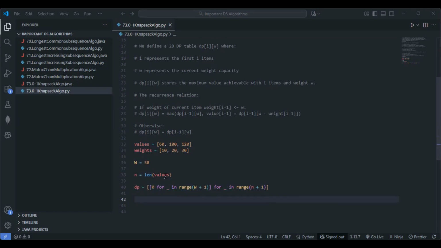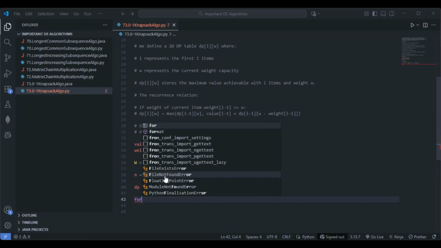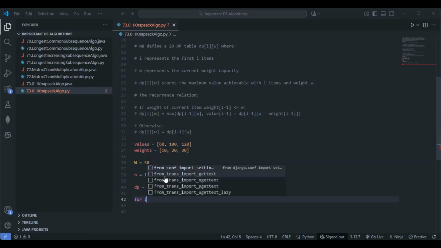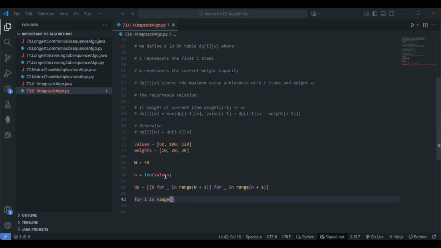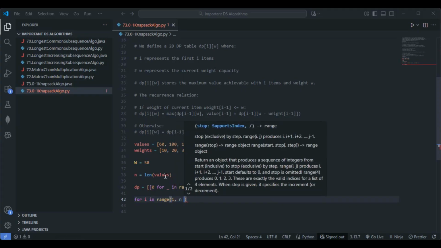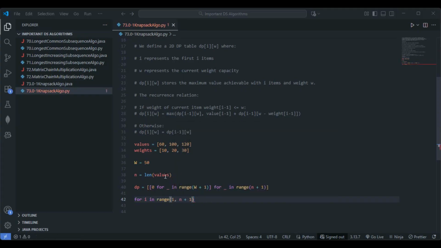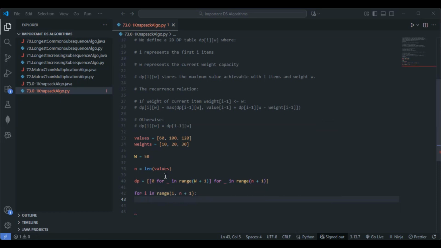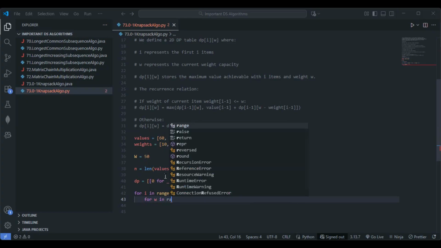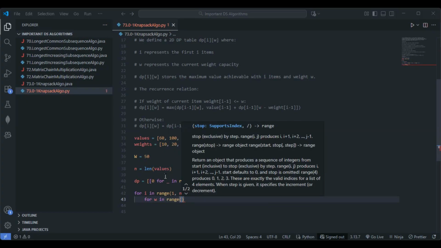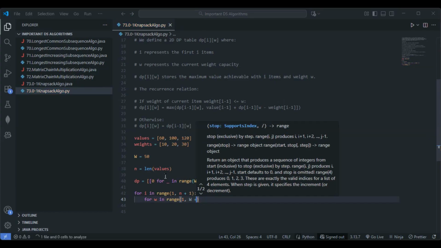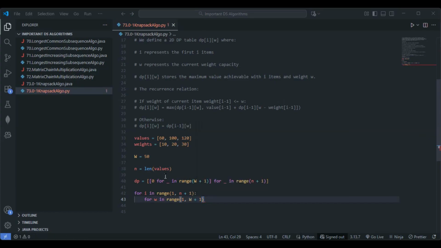Now let's build the DP table in a bottom-up manner. I'll go with a simple for loop here: for I in range 1 comma n plus 1. We are just looping through the items in simple terms. Next, let's loop through all the possible capacities as well. So this will be for w in range 1 comma w plus 1. This is also fine.